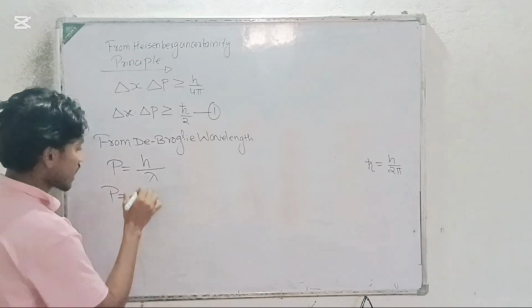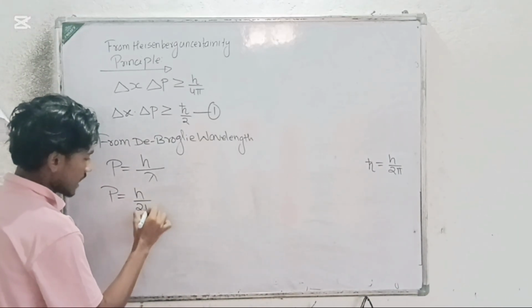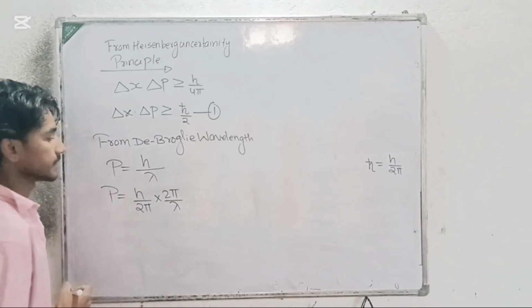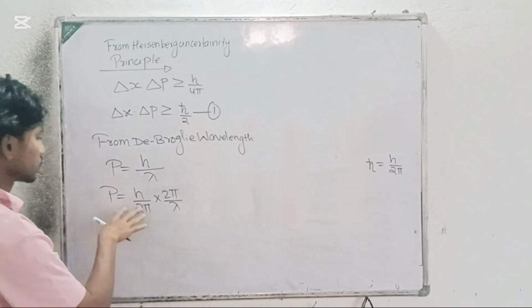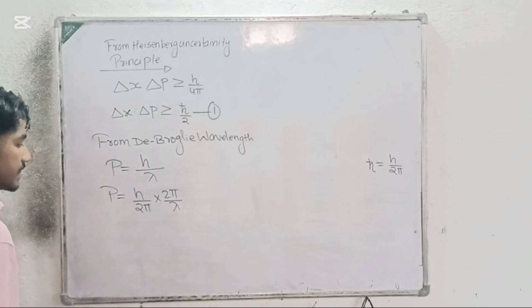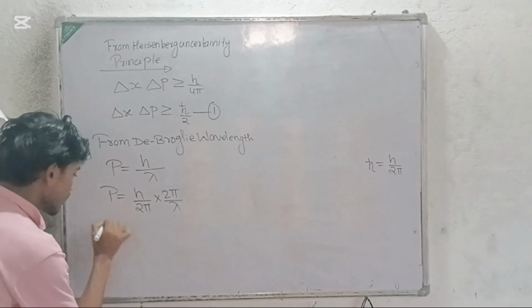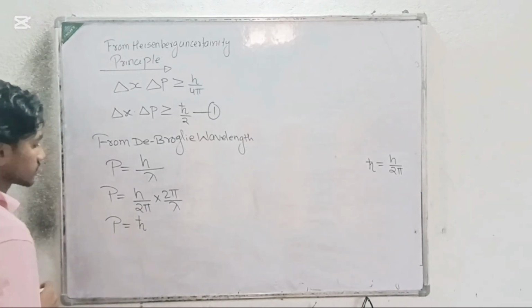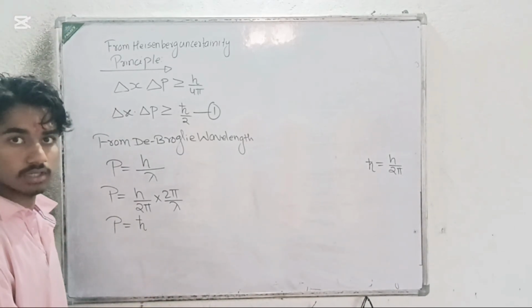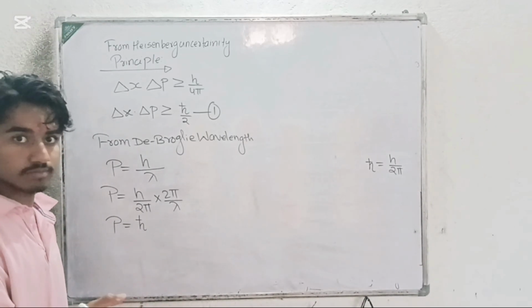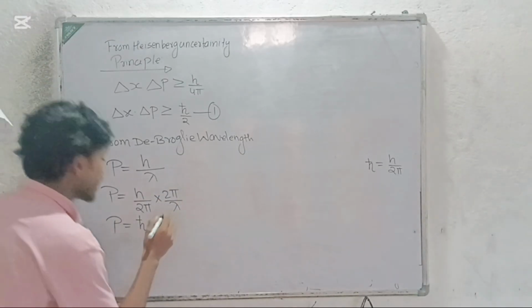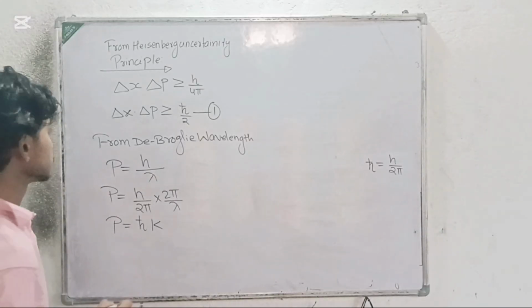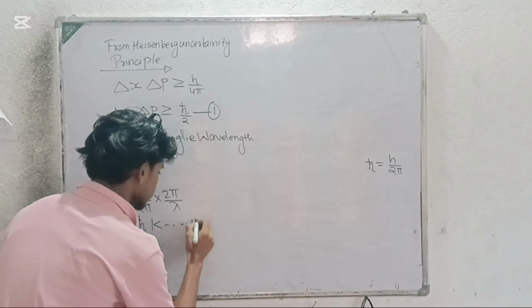Nothing very mysterious. I am writing momentum as h over 2 pi times 2 pi over lambda. So I get momentum as h over 2 pi, which is nothing but the reduced Planck's constant, sometimes called h-bar or Dirac bar, and 2 pi over lambda is nothing but the wave number associated with that particle. So this would be my equation number 2.